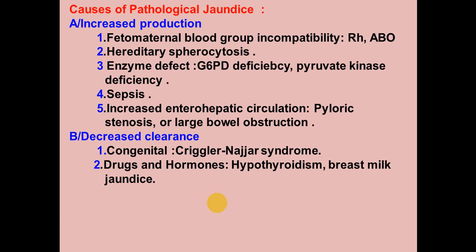Drugs and hormones, like hypothyroidism, and we know that thyroxine is a stimulator of the glucuronidase enzyme that is responsible for conjugation of bilirubin. Also, breast milk jaundice.